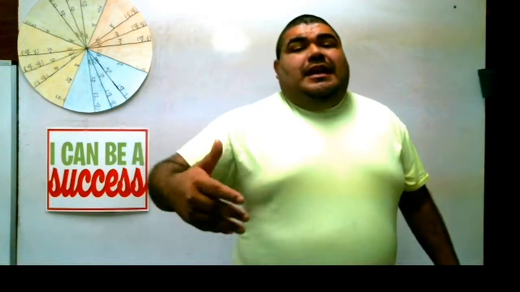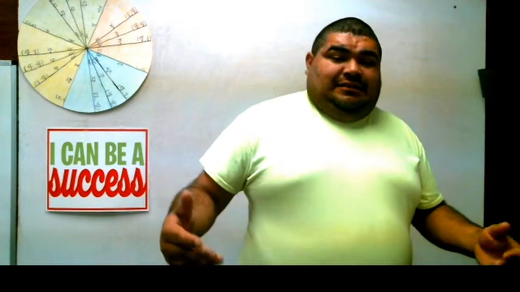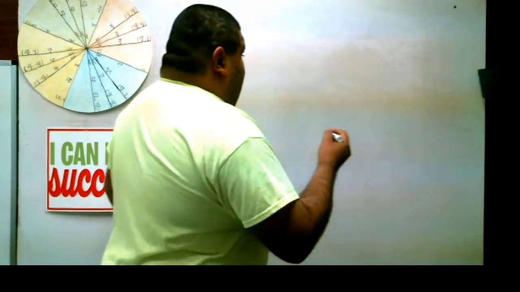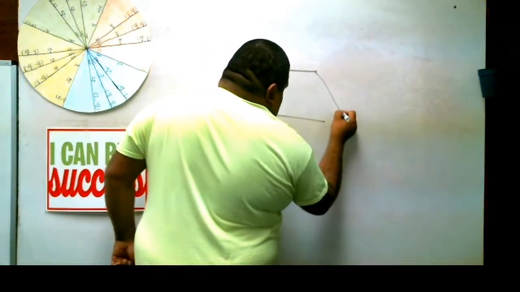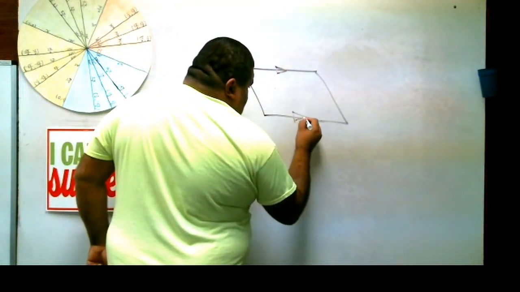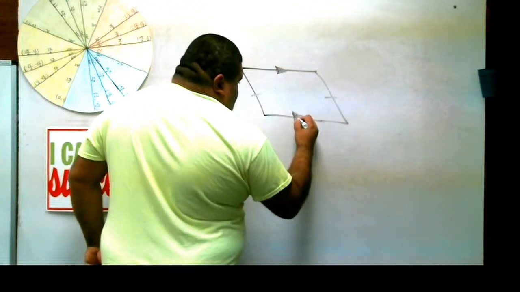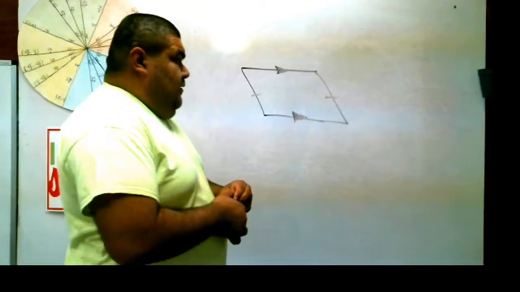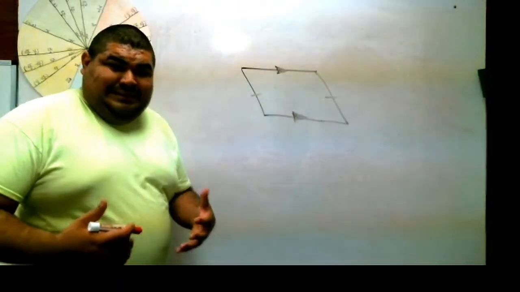We're still going to continue what we were working on last class. Okay? Last class, if you guys remember, we were learning about parallelograms, and how the sides are equal to each other. So the sides, in order to be a parallelogram, have to be the same. We also learned that the angles that are across from each other should also be the same.